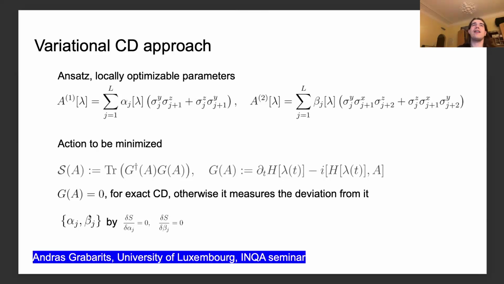So with this setup, we apply the variational CD approach, the nested commutator expansion. However, we use a more advanced version with locally optimizable parameters in the first and second order expansion, containing two- and three-body spin-spin interaction terms. These locally optimizable parameters are optimized by an action principle, where this G matrix measures the distance of this approximate CD from the exact CD. This G becomes zero for the exact CD, and it can be minimized, achieving, let's say, such an approximate counterdiabatic driving that is closest to the exact one.